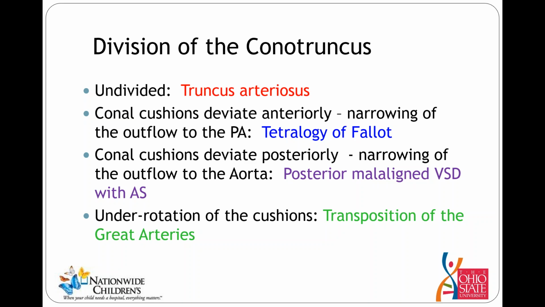If you posteriorly malalign that division, you end up being a posterior malaligned VSD with aortic stenosis. We don't have a fancy name for this, somebody should name it, but you don't see it as often as tetralogy. But for sure you'll see these posterior malaligned VSDs with aortic stenosis and often coarctation, actually, not uncommonly. And then under rotation of the cushions results in transposition of the great arteries. Sometimes this is associated with malalignment as well, specifically pulmonary stenosis is the most common, but under rotation gives you transposition.